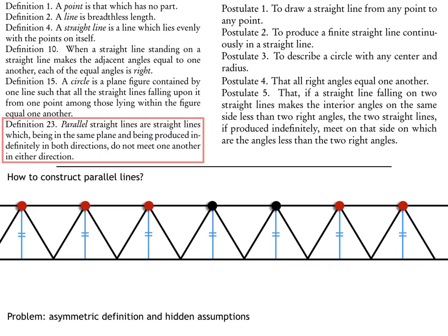Here's another problem with this construction. When I first drew the top line here through the vertices of the triangles, I drew it through the vertices of the first two triangles that I drew.